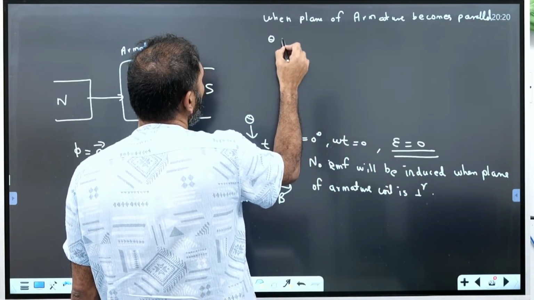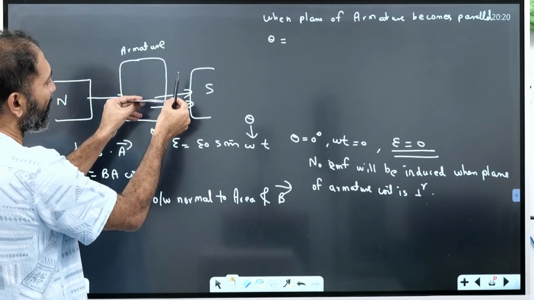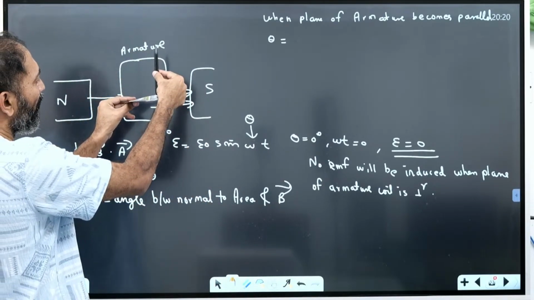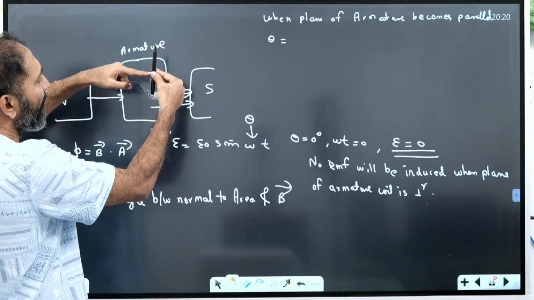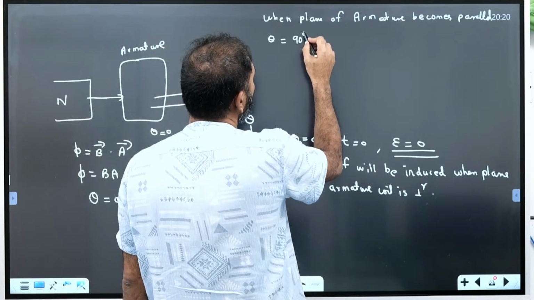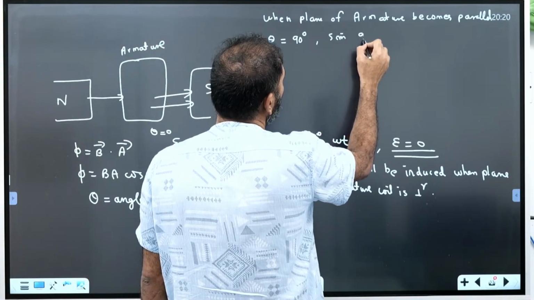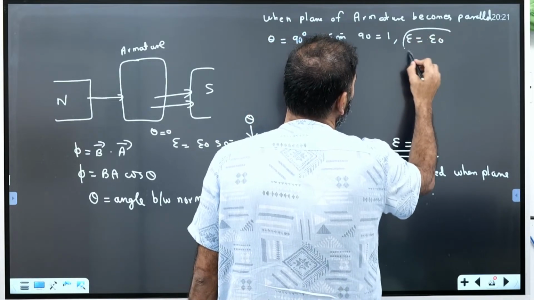Theta is equal to what? This is the armature. It is parallel. The normal to the area is like this, and this is the direction of the lines of force. What will be the angle theta now? 90 degree. So what is sine 90? 1. So there will be maximum induced EMF, E is equal to E0.